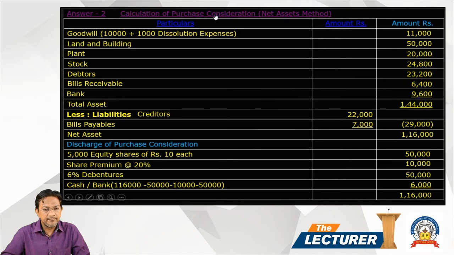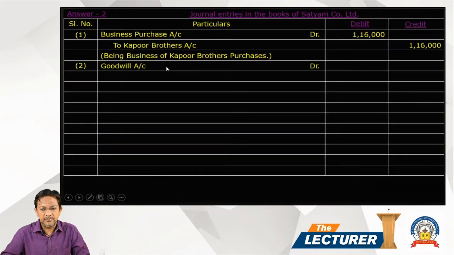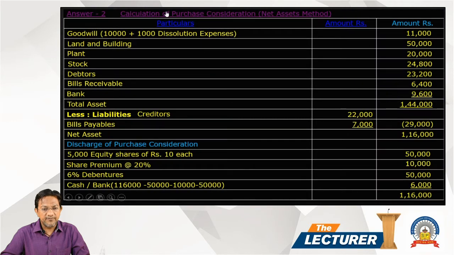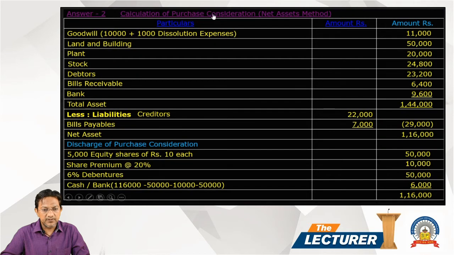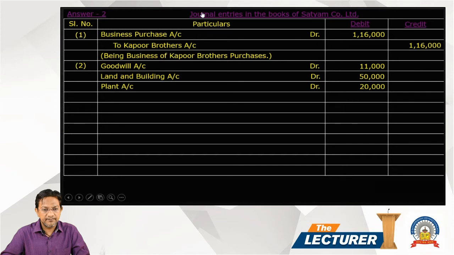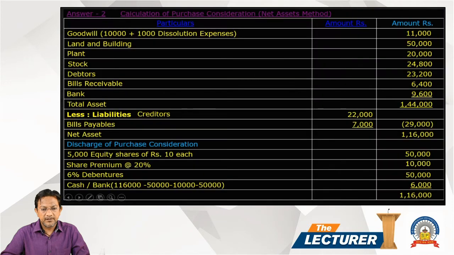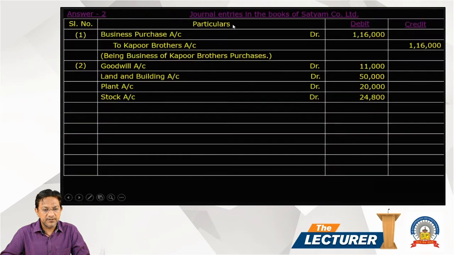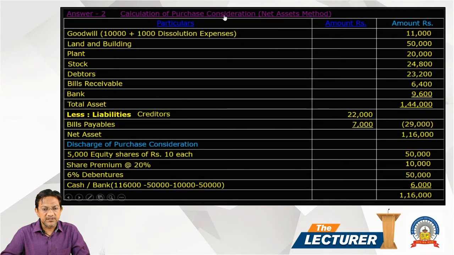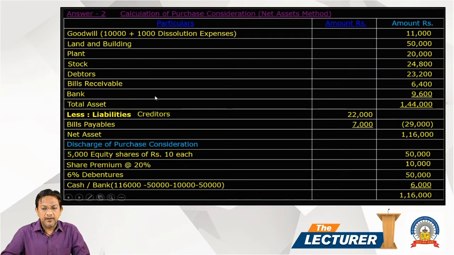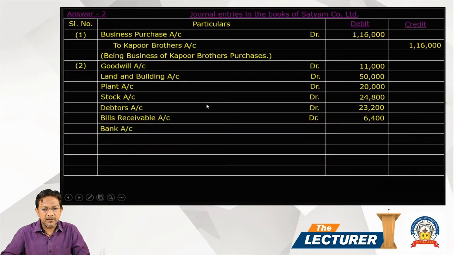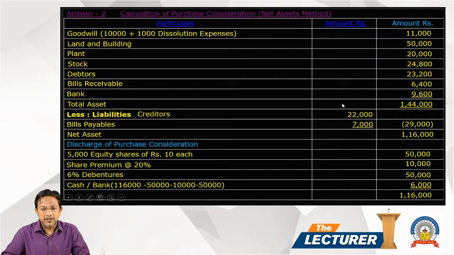So first goodwill. Second entry, goodwill account debit 11,000. Then land and building 50,000, so land and building debit 50,000. Then plant 20,000, so plant account debit 20,000. Then stock account debit 24,800. Then debtor 23,200. And then bill receivable 6,400, so bill receivable debit 6,400. A bank 9,600, so bank account debit 9,600. Now the asset side is over.